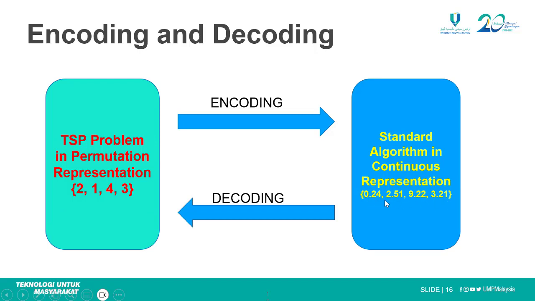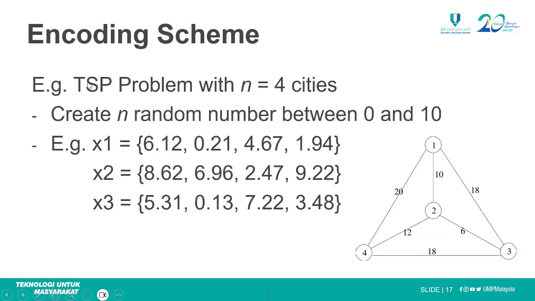If we look at this example, 0.24, 2.5, we cannot relate these values to the TSP problem, because for the TSP, as we discussed earlier, the decision variable is the sequence of cities to be visited. So if we just look at these numbers, 0.24, 2.51, 9.2, and so on, we cannot directly relate these values to the cities to be visited in the TSP problem. That's why we need a decoding scheme to convert this continuous representation into a meaningful value to represent our TSP. So now 2143 is considered a meaningful value because it can represent the sequence of cities to be visited.